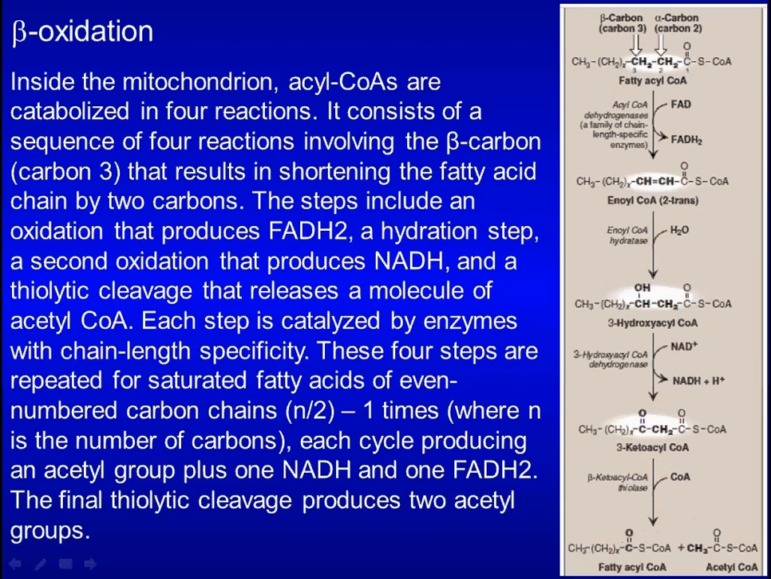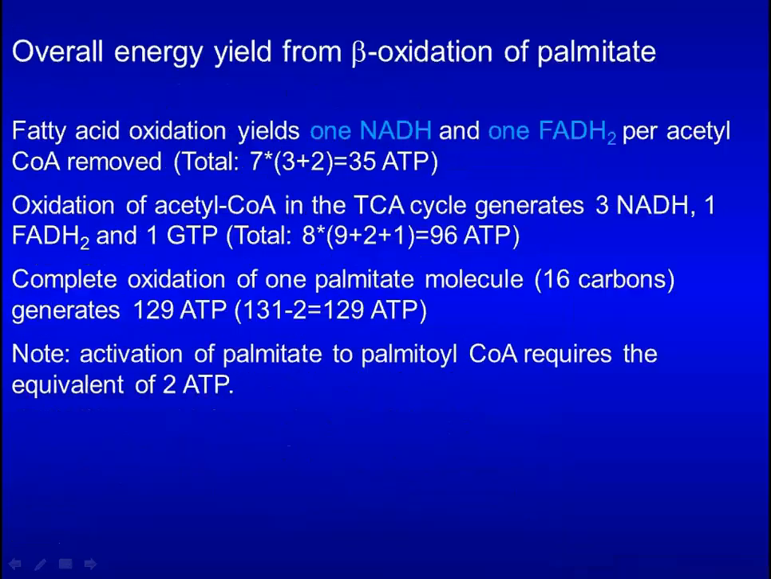Here we have 2 oxidation steps. First oxidation step is catalyzed by acyl-CoA dehydrogenase. It generates 1 FADH2. Second oxidation step is catalyzed by 3-hydroxyacyl-CoA dehydrogenase. It generates 1 NADH. Since palmitate needs to go through beta oxidation 7 times before it's completely degraded, beta oxidation of palmitate yields 7 FADH2 and 7 NADH, which are equivalent to 35 ATP.